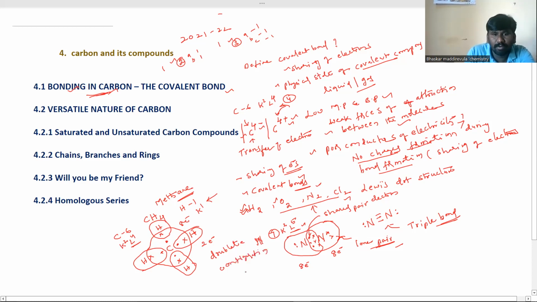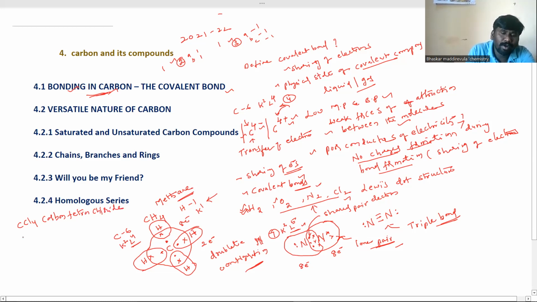Okay. So there is a possibility of questions asking you to draw the Lewis dot structures of some carbon compounds. Like methane, this is the methane. You have to remember the names also. Carbon tetrachloride, CCl4. So its name is carbon tetrachloride.